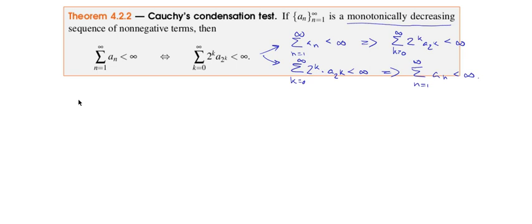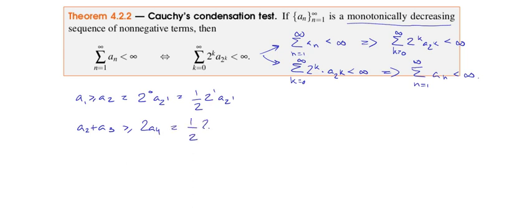And now let's see the other way around. We have that a sub 1 is greater than a sub 2, right? Because it's a decreasing sequence. And a sub 2 is 2 to the 0, a sub 2 to the 1. Or you could say 1/2, 2 to the 1, a sub 2 to the 1. Now, a sub 2 plus a sub 3 is greater than 2 times a sub 4, right? Because both a sub 2 and a sub 3 are greater than a sub 4. And this is just 1/2 of 2 squared, a sub 2 squared, right?